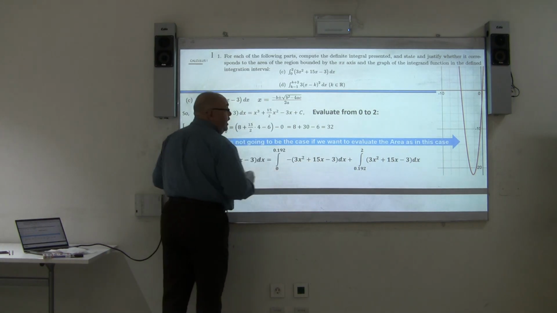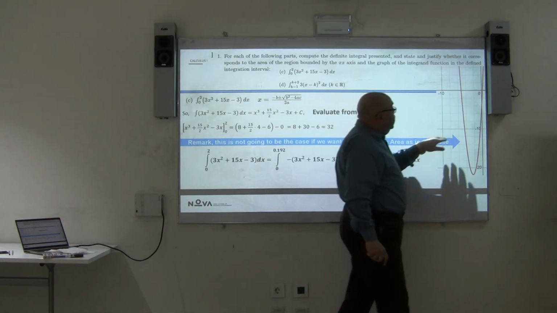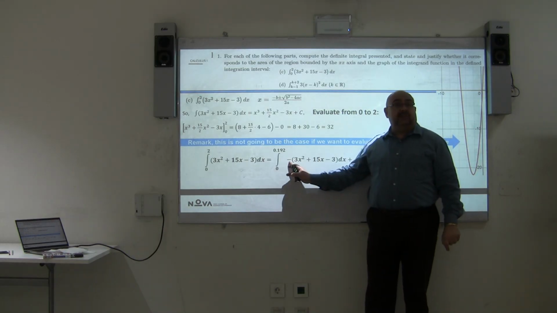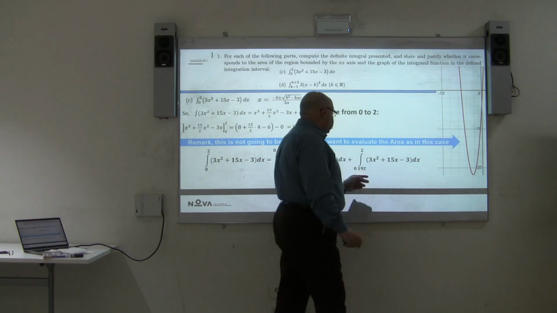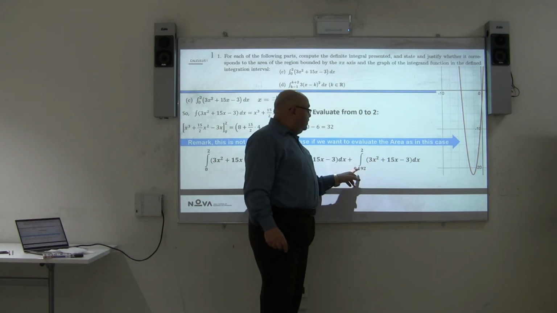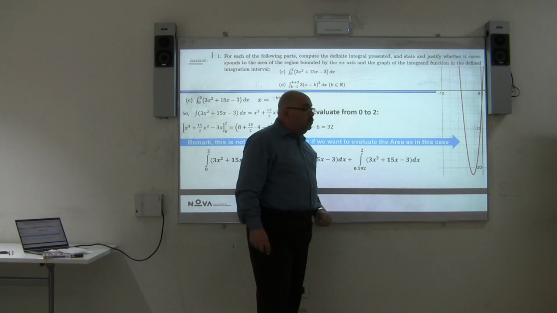This part, the area that you are looking for, is beneath the x-axis. This is why I have added a negative sign. And then plus, this is the area above the x-axis, which starts from 0.192 up to 2.